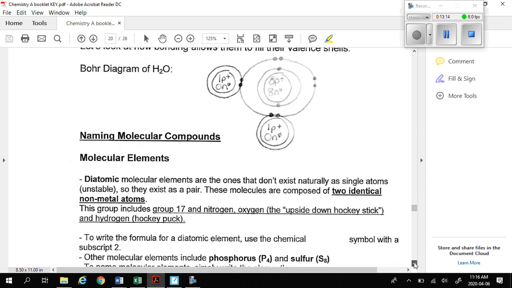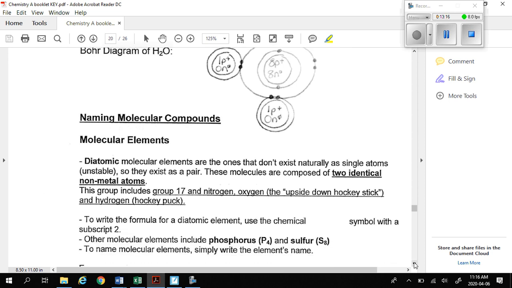So molecular elements. This is in your periodic table. It's up kind of above nickel and copper. There's a little box there that says polyatomic elements. So these are elements that are on their own that don't naturally exist as single atoms, so instead they pair up. It says diatomic molecular elements are the ones that don't exist naturally as single atoms because they're very unstable, so they exist as a pair.